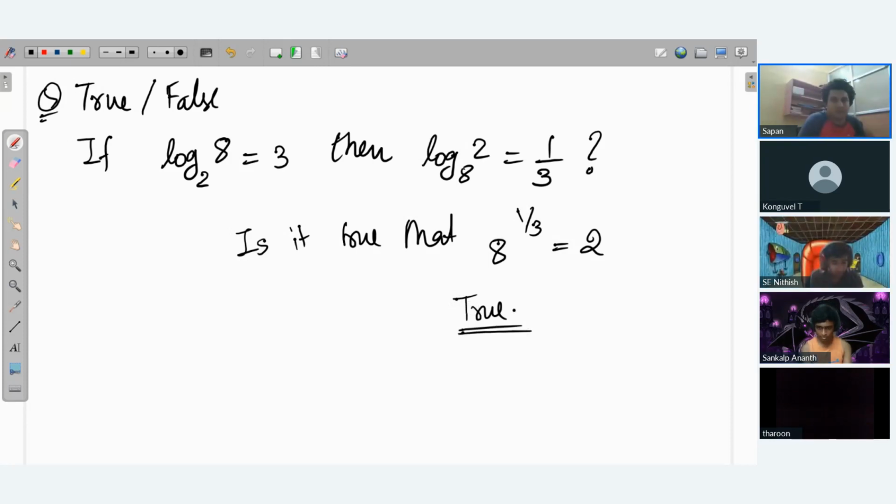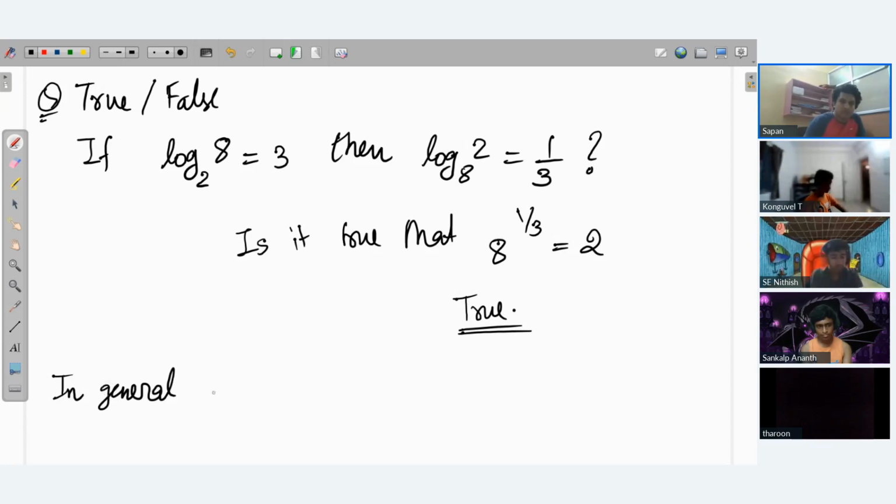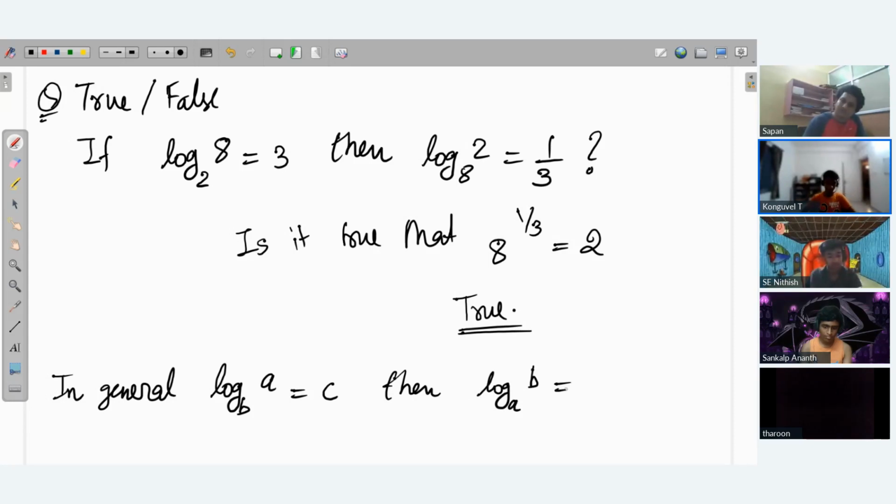So this question should also prompt you to think that in general, the base and the value can interchange. 8 can come in place of 2 and 2 can come in place of 8. That means that in general, if log A on base B is equal to C, then what is log B on base A? 1 by C. Right?